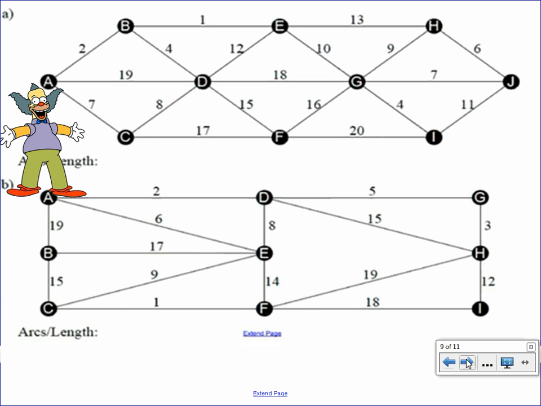Okay, so in your pack you've got these two. You're going to pause the video now and have a go at these two Kruskals, and then I'm going to put the answers up in 5 seconds. So pause the video, have a go yourself, and then look at the answers.